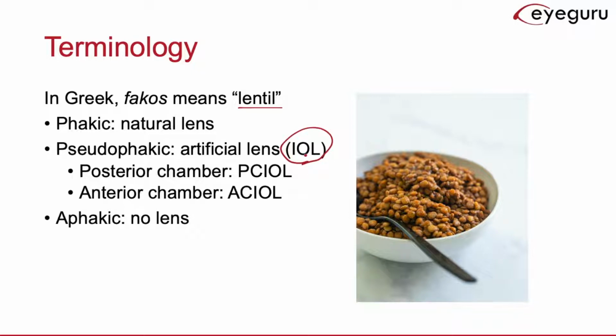And this can be placed either in the anterior chamber or the posterior chamber after cataract surgery. In the past, when cataract surgery was much more invasive, the entire lens was removed and an intraocular lens was placed in front of the iris in the anterior chamber. Nowadays, we typically use a much less invasive procedure called phacoemulsification, and this preserves the posterior capsule, allowing the IOL to rest snugly against it in the posterior chamber.